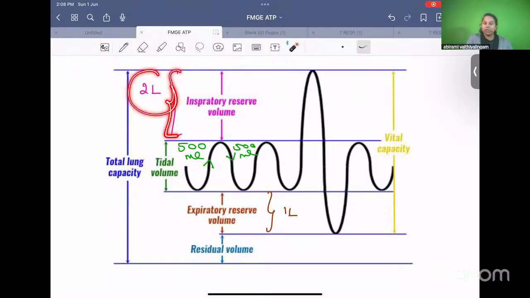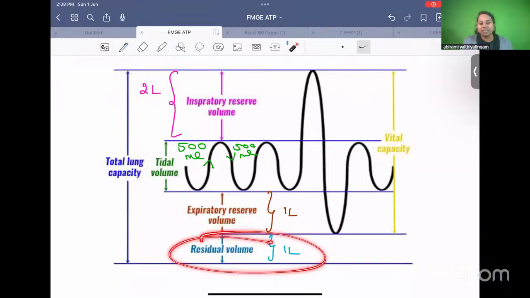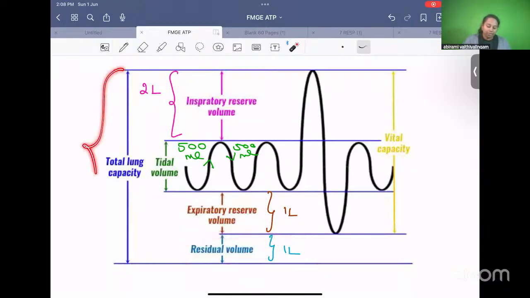Inspiratory reserve volume is 2 liters, but expiratory reserve volume is only 1 liter. 2 liters went inside, but only 1 liter came out. What has happened to the remaining 1 liter? It didn't come out. It stayed inside your lung itself as a residue. The remaining 1 liter, which did not come out, stays in the lung as a residue. That is called residual volume. If you add all of this, the total is called total lung capacity, around 5 to 5.5 liters.